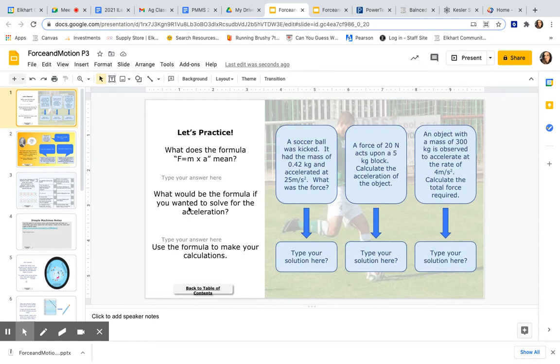What would be the formula if you wanted to solve for acceleration? You can look back on your notes. You'll put that there. Use the formula to make your calculations.